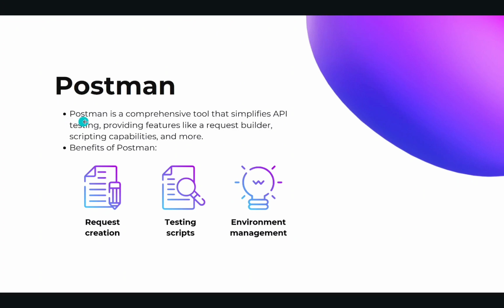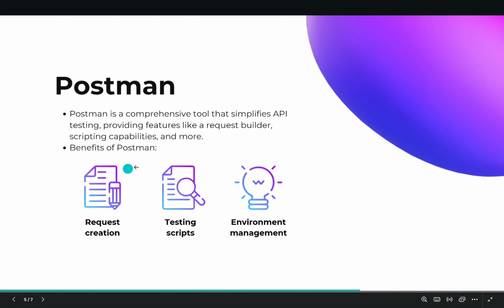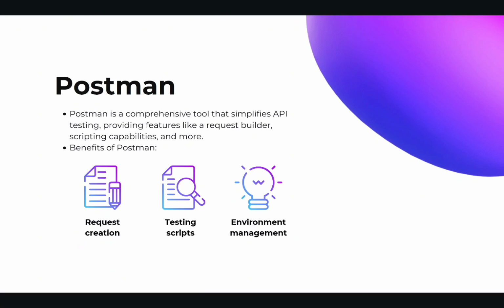The first point discusses that Postman is a comprehensive tool that simplifies API testing, providing features like request builder, scripting capabilities, and more. So Postman is quite comprehensive. It has a lot of features to serve you, but we will just look at the essential parts that are going to help us to test an API. Okay. And what are the benefits of Postman? First benefit is you can create requests. So basically, it allows you to simulate requests that you would make from a browser, right?